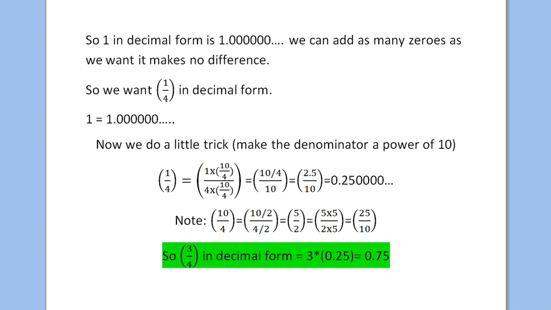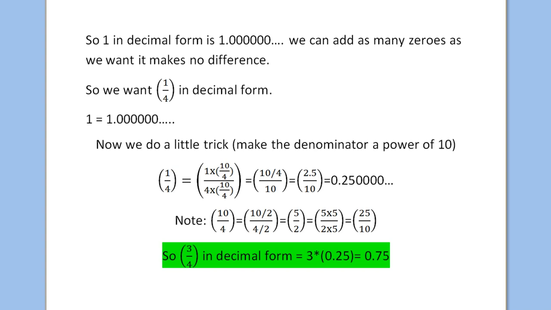And now we do a little trick. We want to make the denominator a power of 10. 1 over 4 is equal to 1 times 10 over 4 divided by 4 times 10 over 4. Just multiply top and bottom by 10 over 4. And that equals 10 over 4 divided by 10. And 10 over 4 is 2.5, so that equals 2.5 over 10. And when we divide a number by 10, we move the decimal point 1 place to the left, so 2.5 becomes 0.25 after we move it 1 place to the left.